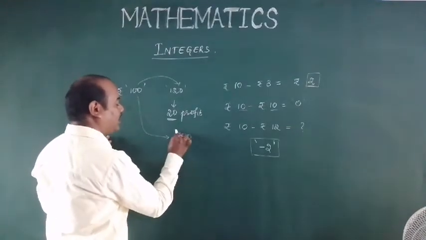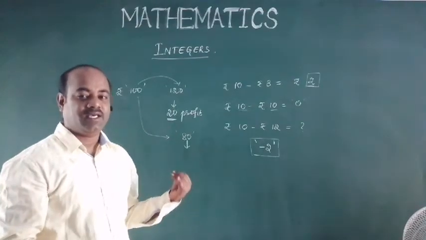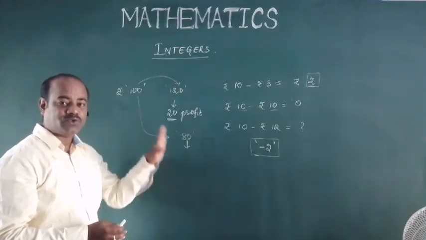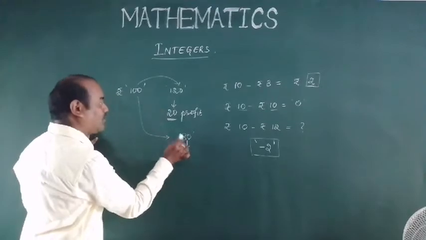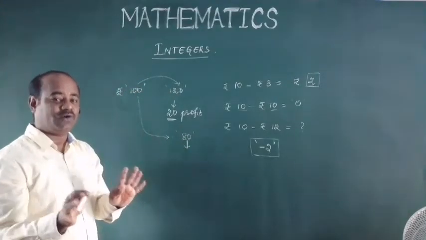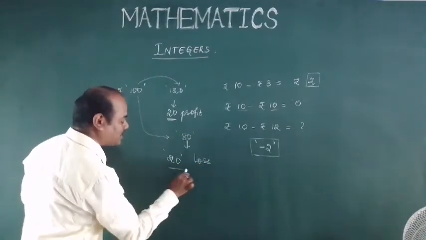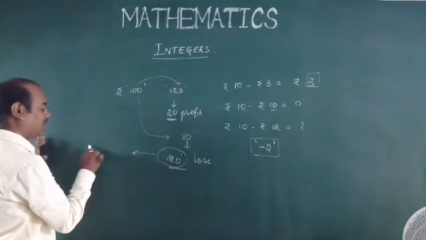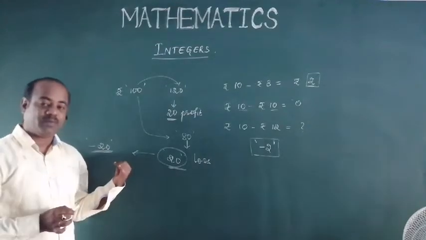Suppose after some days, there is no demand for this item. He sold it for 80 rupees. Does he get any profit in this case? He doesn't get any profit. Why? Because the 100 rupees item, he sold for just 80 rupees. The difference between 100 and 80 is 20, between 100 and 120 is 20 only. But in this case, he will get some loss. How much loss? 20 rupees. Is it clear? This 20 is negative 20. That means he lost 20 rupees.